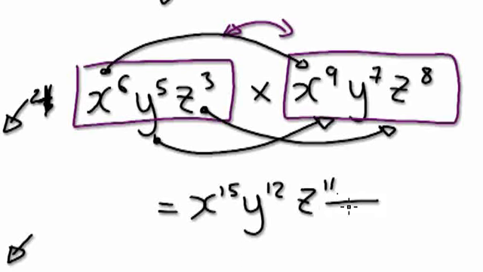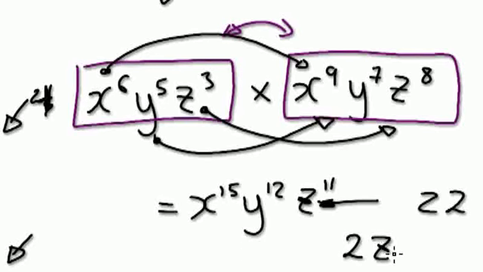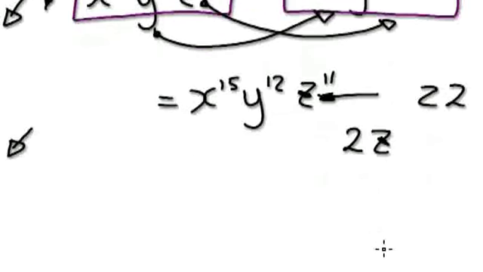Okay, a lot of people ask, so why would I have a line in the middle of the z? Because z looks like a 2 when you do a lot of maths. So if you write 2z like this, it looks like a 22. So stick a line in there so people know it's a z.